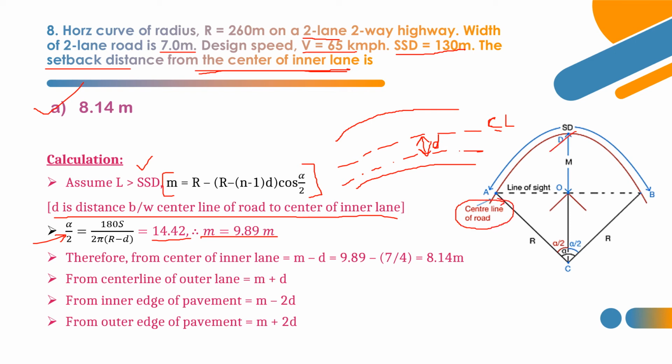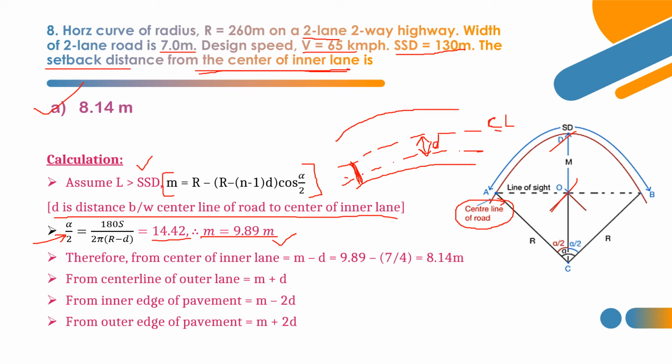So from that, the m value is got, and the n value is obtained as 9.89 meter. You may see in the options, option D is given as 9.89 meter. But in the question they have asked for the setback distance from the center of inner lane. So this is the inner lane, so we have to calculate the setback distance from this value.